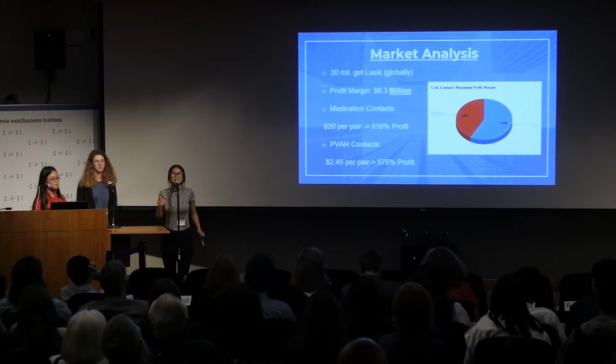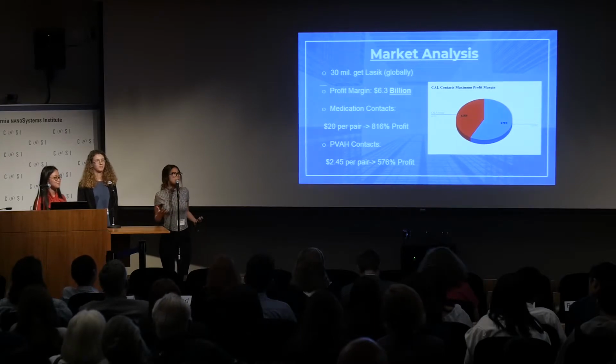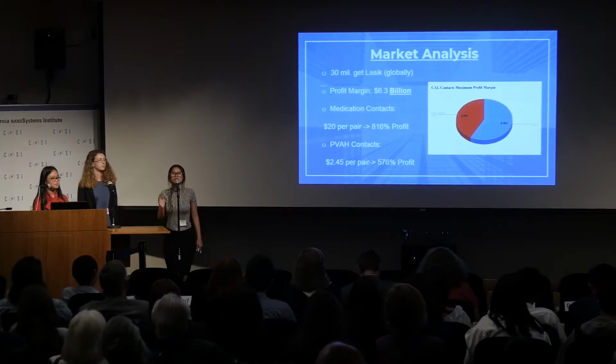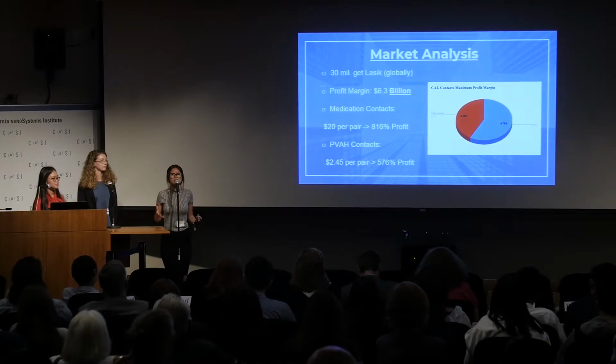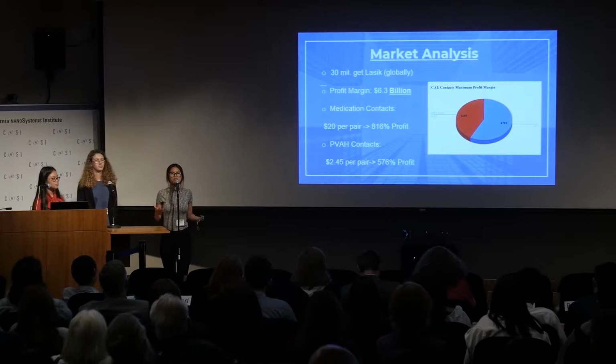Our first pair of contacts will be $20, making us 800% in profit, and our PVAH contacts are $2.45, making over 500% in profit. We expect that in the first 3 months we will introduce to 150,000 consumers, making you over $35 million in profit. Why we are different: we're for dry eye and, along with anti-inflammatory, we can make it towards you and specialize towards you. Also, we are $245, being 50% cheaper than eye drops out there at $500. We're more effective than eye drops and we're more efficient than eye drops.